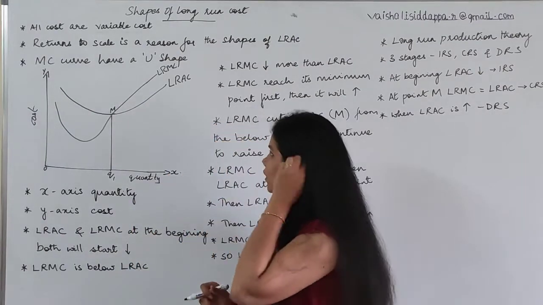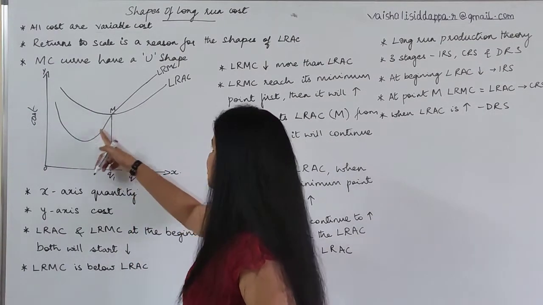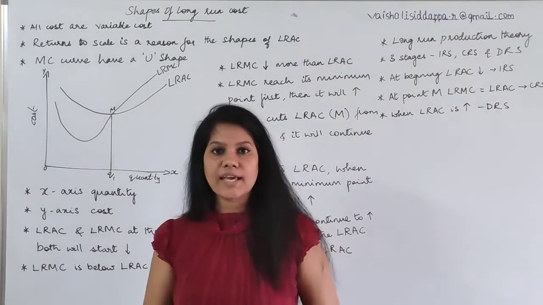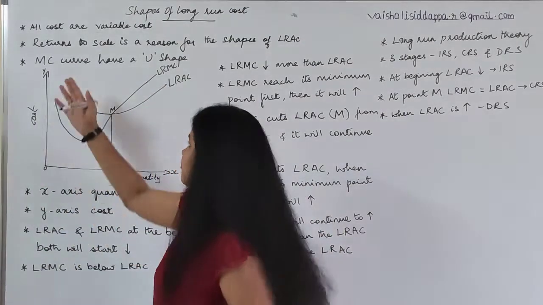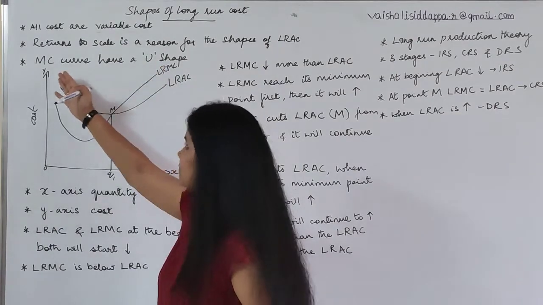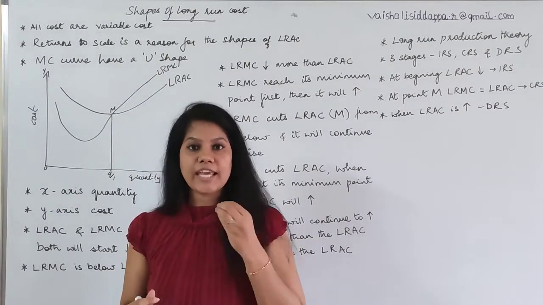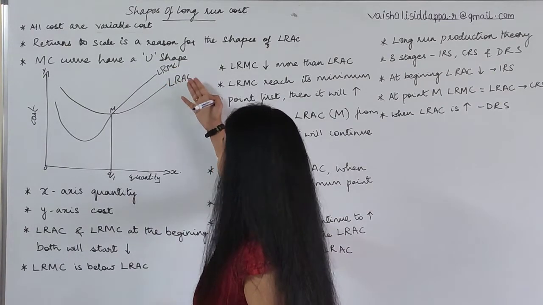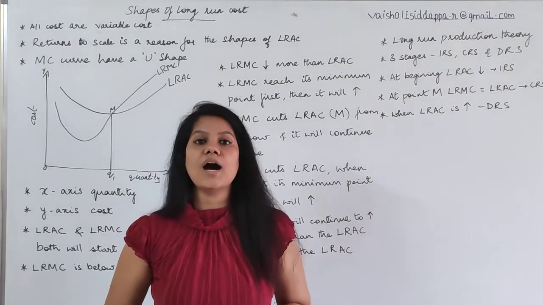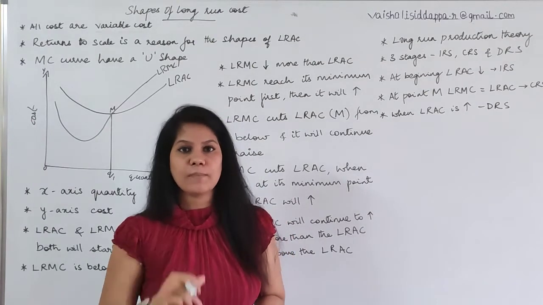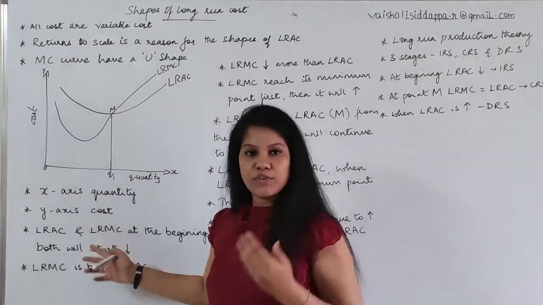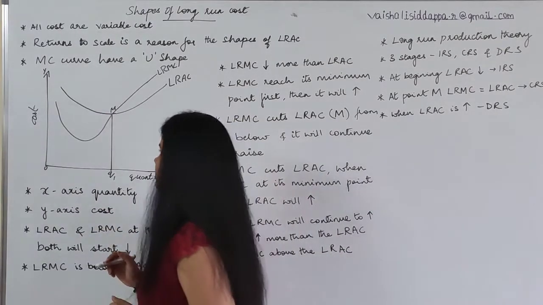First of all, let me talk about what the shape of the curves is. Both the MC curve and the LRAC curve, long run marginal cost and long run average cost, are U-shaped. Now, x-axis and y-axis we are already done with, so let's talk about the theory now.